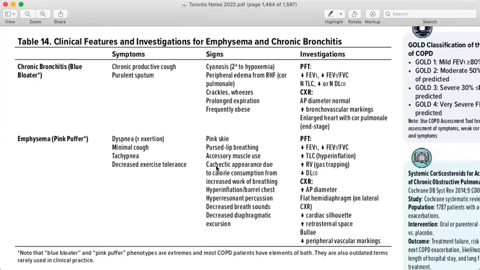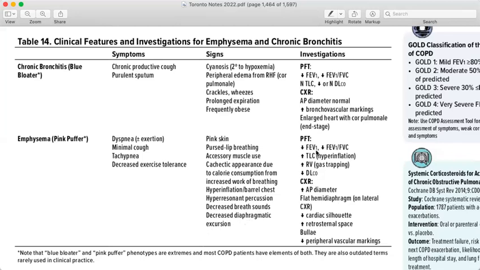Accessory muscle use because they are not able to excrete all the carbon dioxide. That's why they're using accessory muscles. Cachectic appearance due to the caloric consumption, because they have been using a lot of accessory muscles. That's why, from the increased work of breathing, hyperinflation, barrel-shaped chest, hyperresonant percussion, because the air is trapped inside. That's why a lot of pink puffers develop pneumothorax, decreased breath sounds, and decreased diaphragmatic excursion.